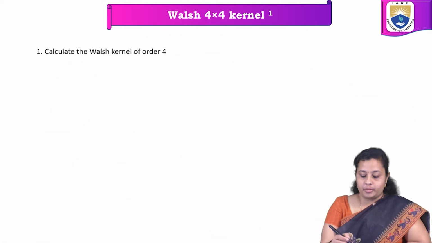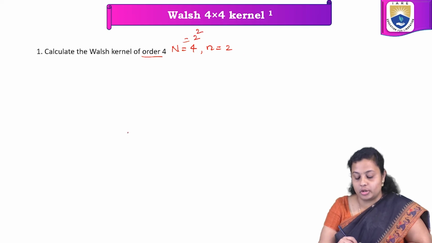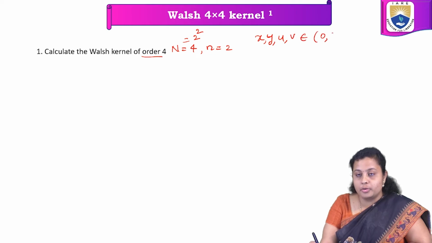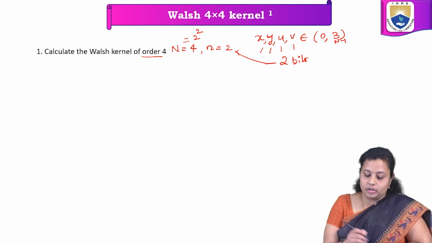Right? So now, if I say order N is equal to 4, which implies small n is equal to 2, since 4 can be represented as 2 squared. So I have values of x, y, u, v ranging from 0 to 3, which is N minus 1. And I have each of x, y, u, v represented by 2 bits because my small n is equal to 2, right?